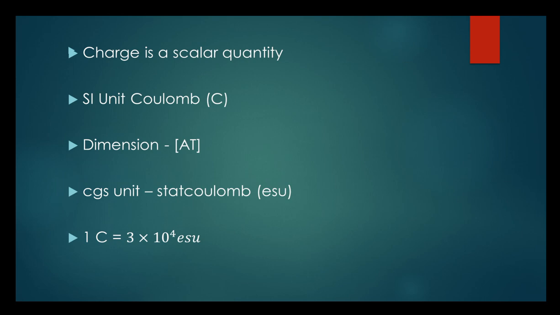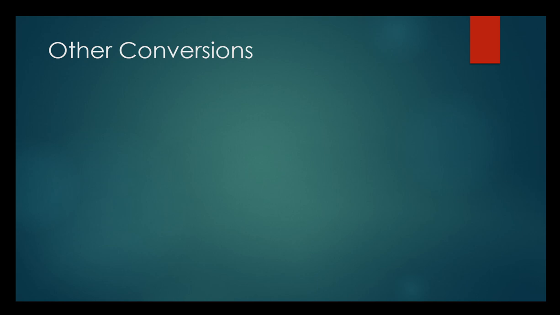We know from the basics of class 10th that current is defined as charge per unit time, and when we multiply current and time we get charge. So the dimension of charge is AT. The CGS unit of charge is stat coulomb, or it is also written as ESU. The relation between coulomb and ESU is given as 1 coulomb equals 3 into 10 to the power 9 ESU. There are some other conversions.